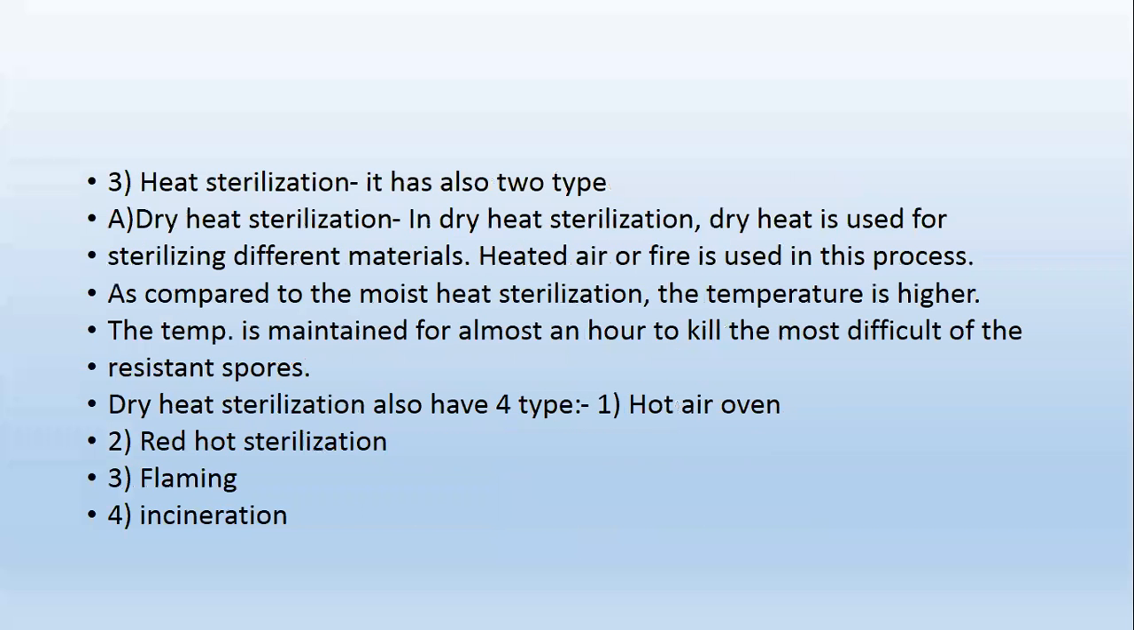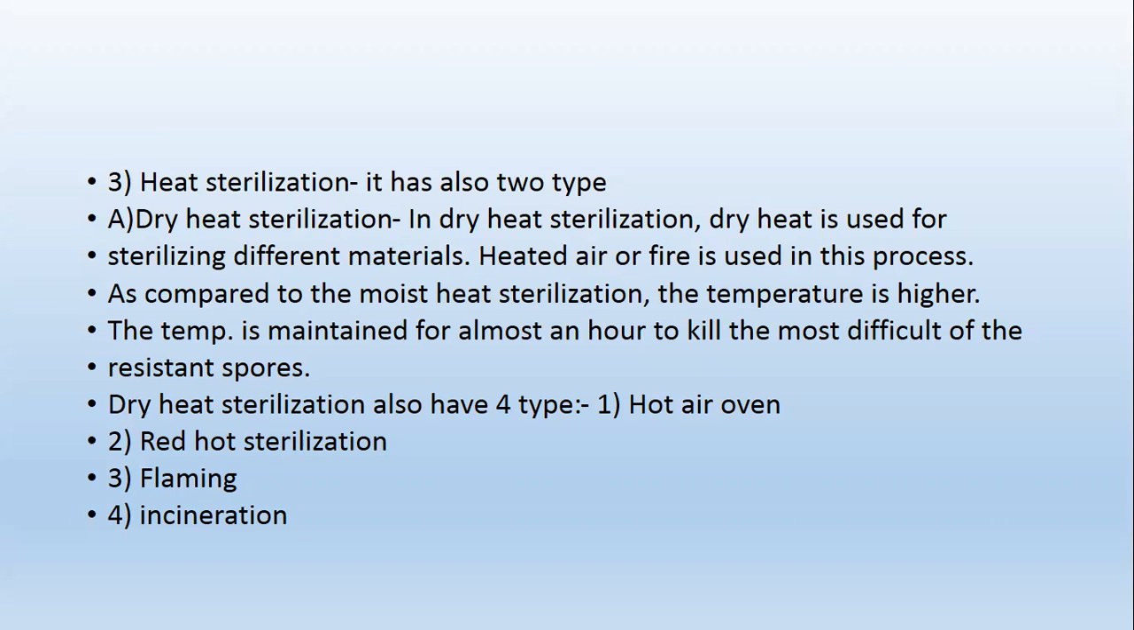Heat sterilization. It has two types. First is dry sterilization. In dry heat sterilization, dry heat is used for sterilizing different materials. Heated air or fire is used in this process. As compared to the moist heat sterilization, the temperature is higher. The temperature is maintained for almost an hour to kill the most difficult of the resistant spore.